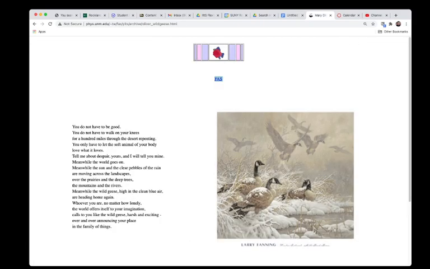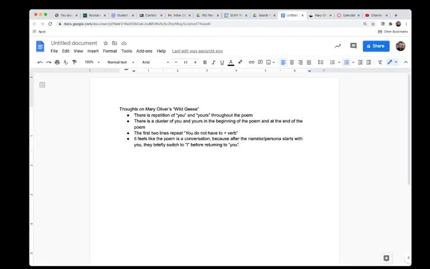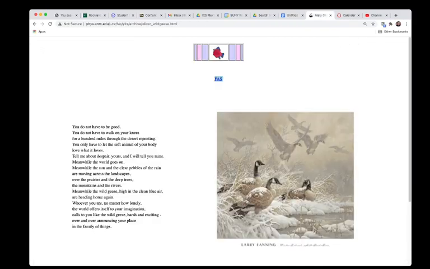We're writing down notes. Now, we've got more repetition, and we can see it pretty clearly if we look at the beginnings of the next few sentences. Meanwhile, the world goes on. Meanwhile, the sun, etc. Meanwhile, the wild geese. So repetition of meanwhile, right? And this has nothing to do, apparently, with you. It's no longer talking about you, it's talking about other things. It's talking about the world, the sun and the rain and the landscapes, the prairies and the trees, the mountains and the rivers, the wild geese.